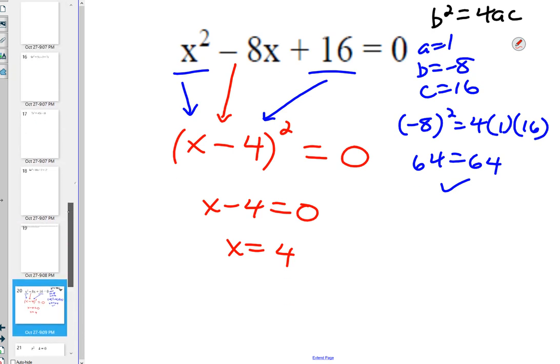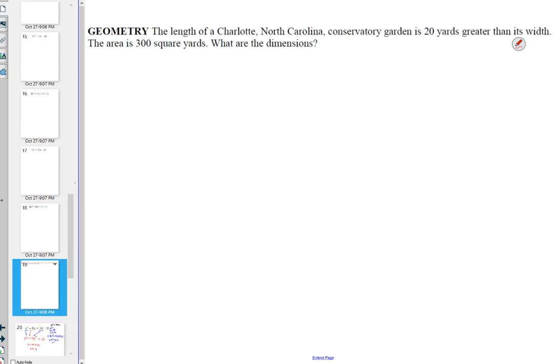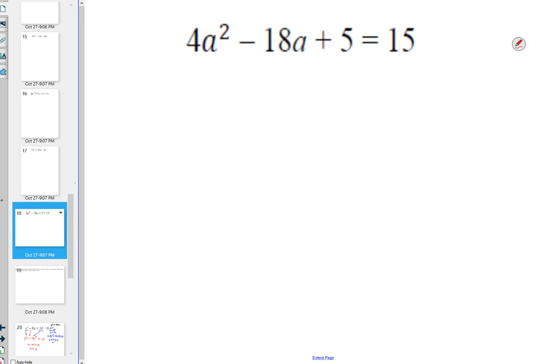Alright, let's keep on working our way up, see how far we can get. Skip the word problem. There will not be word problems on the test this week. Let's go to this one here.